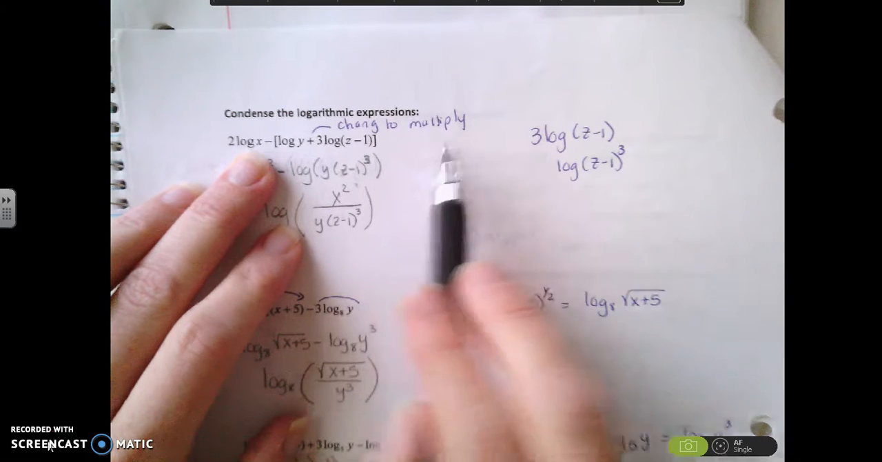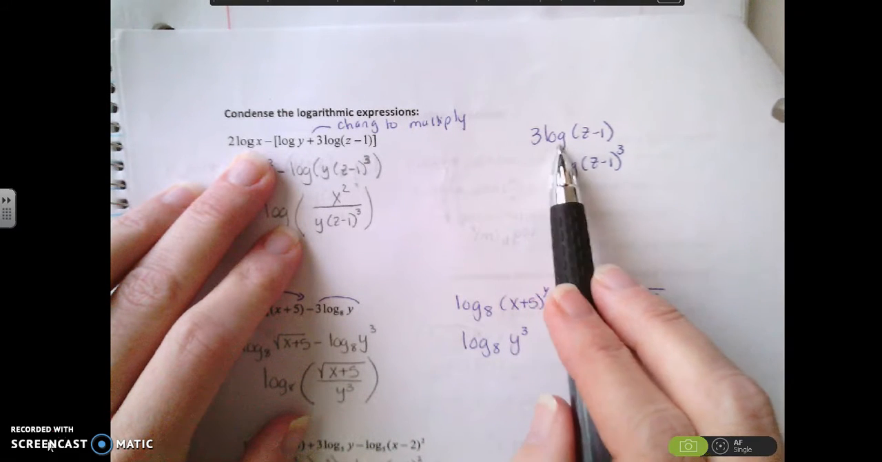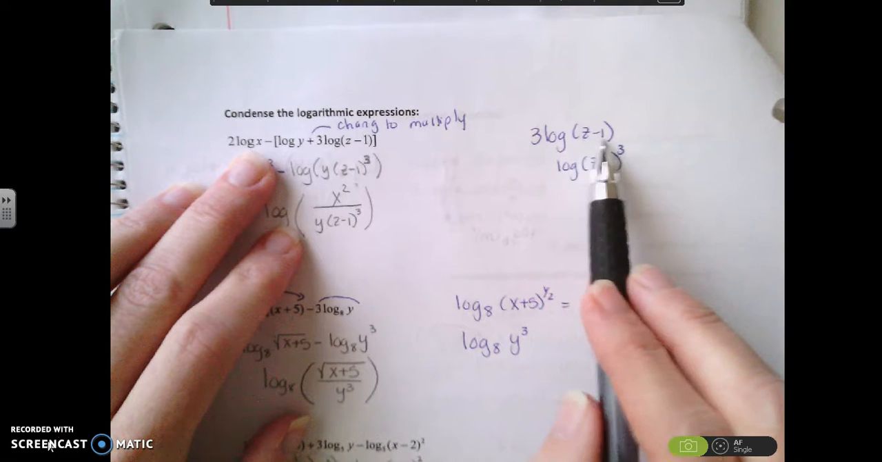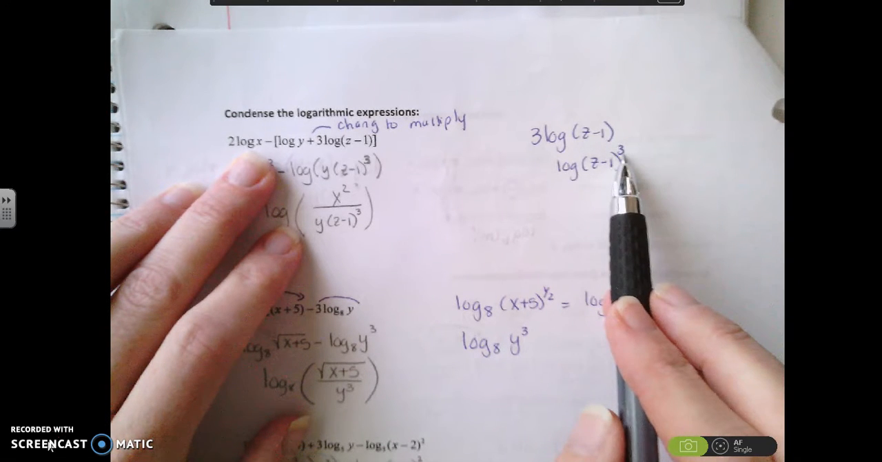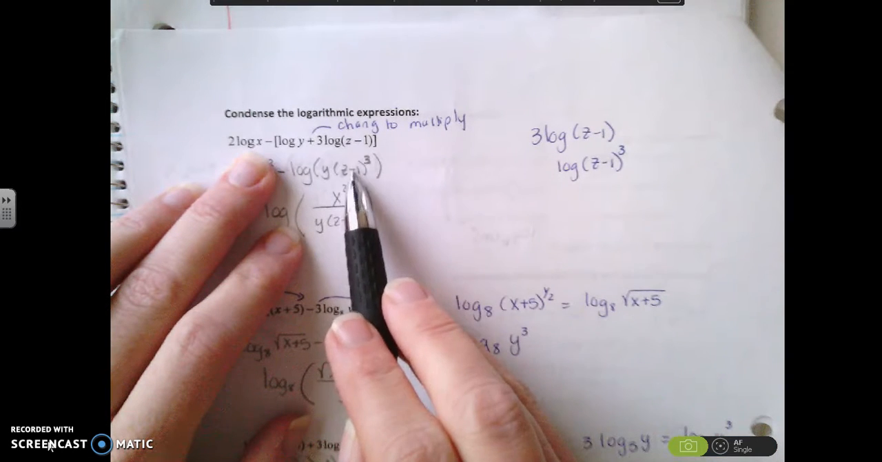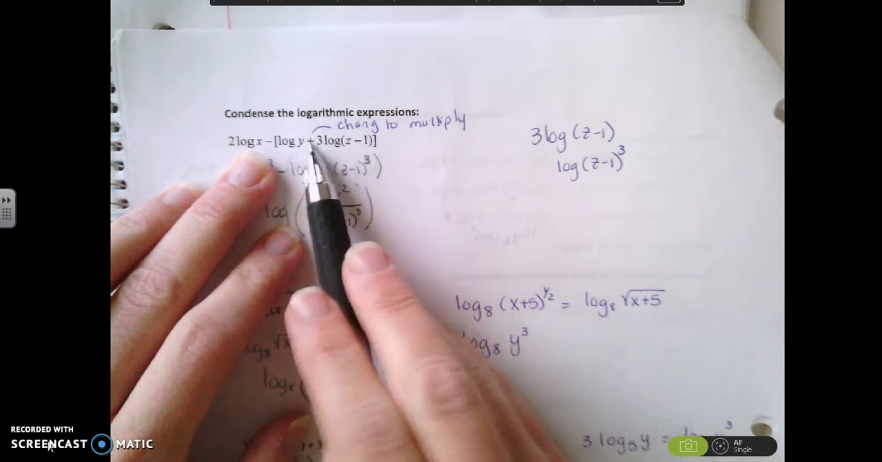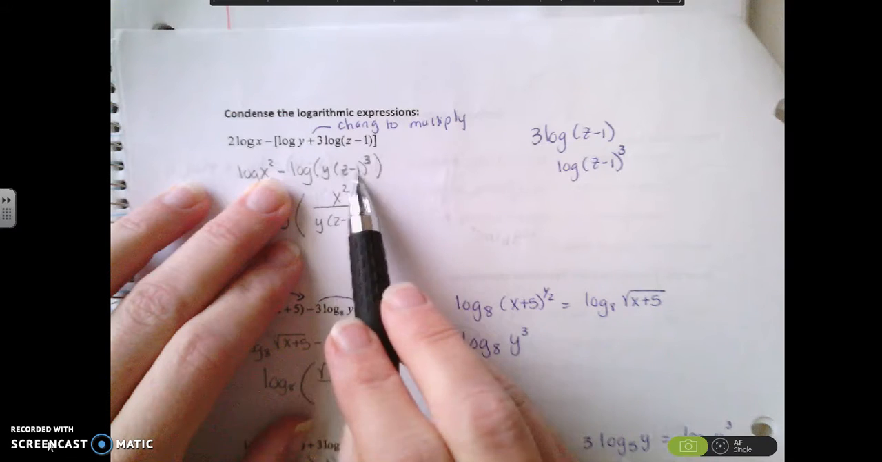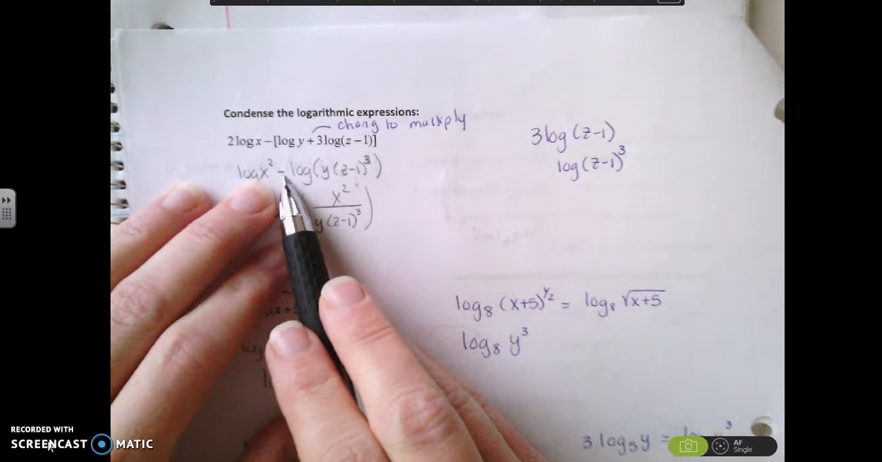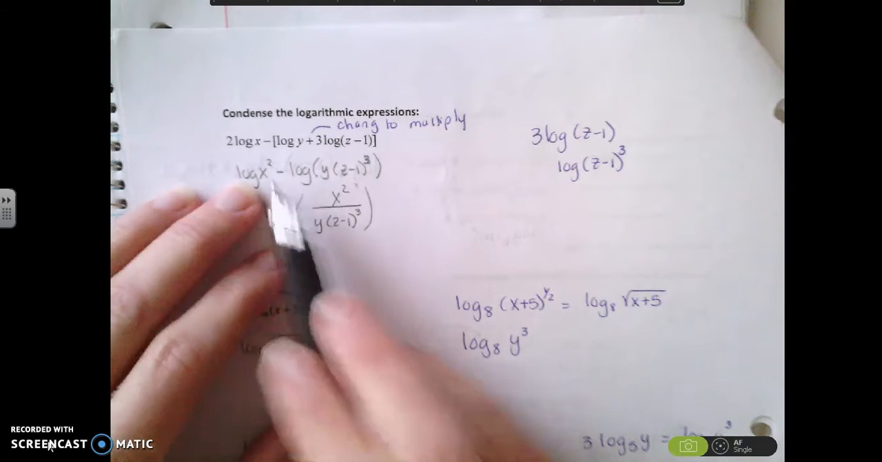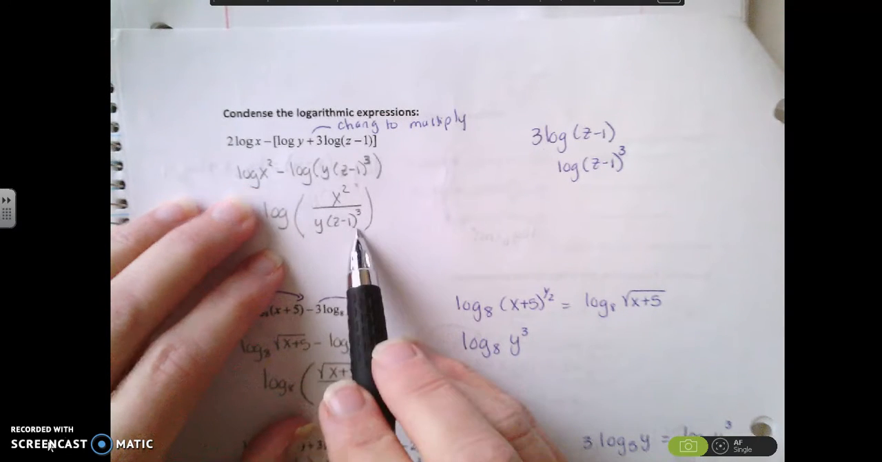So I'm going to have, for example, over here, 3 log z minus 1 is going to become log z minus 1 to the 3rd power. So now I'm doing the product. Since it's addition, I'm going to change it to product. Okay. And then the minus sign means it's going to change to a quotient. So I'm going to take x squared over all of this.